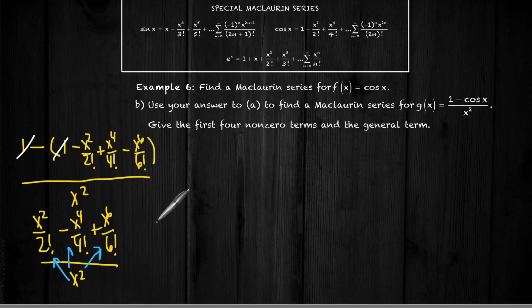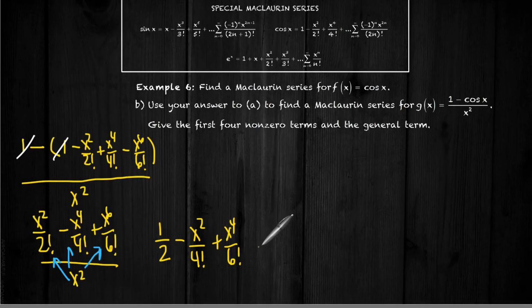When we do that, we're going to end up getting 1 over 2 factorial, which is just 1 over 2, minus x squared over 4 factorial, and then an x to the 4th over 6 factorial. And actually we need one more term, so that's going to be minus x to the 6th over 8 factorial.